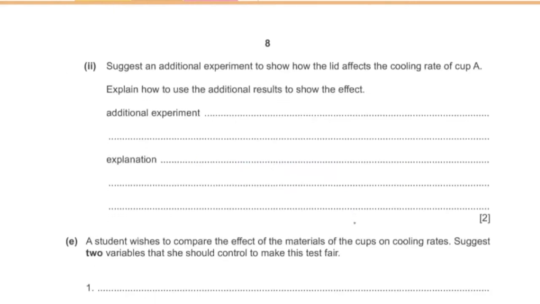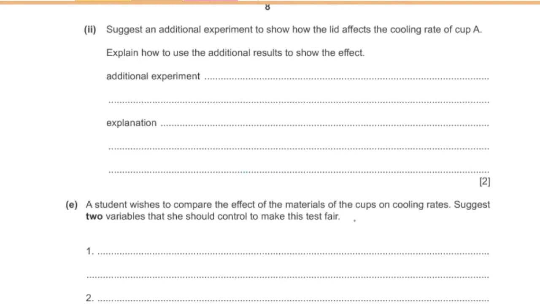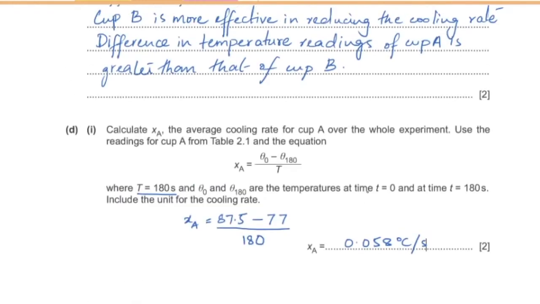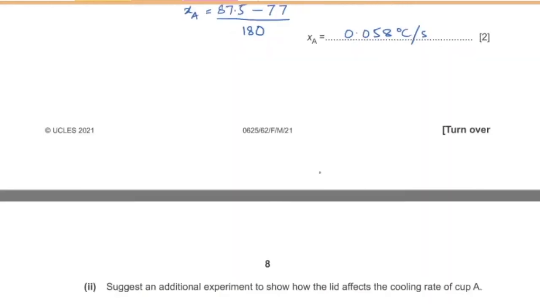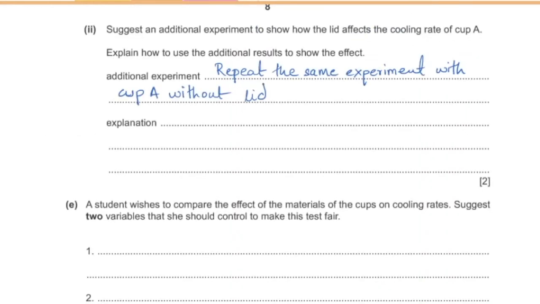Part 2 suggests an additional experiment to show how the lid affects the cooling rate of cup A. Explain how to use the additional results to show the effect. So the additional experiment we can conduct to find whether the cooling rate differs is to remove the lid from cup A, because in the last experiment we had lids on top of both cups, cup A and cup B. However, in this particular part of the question, we are only discussing cup A, and the results that we are going to use, how to show the effect out of those additional results.